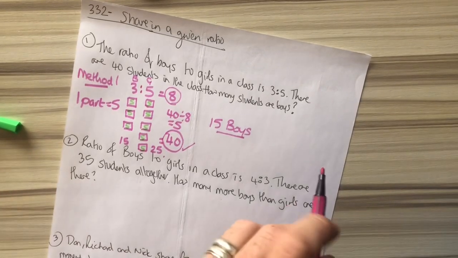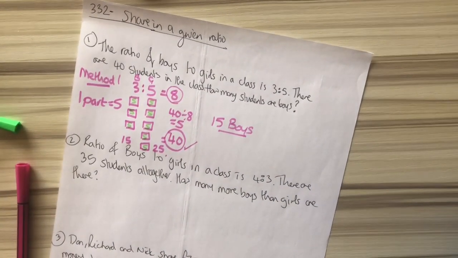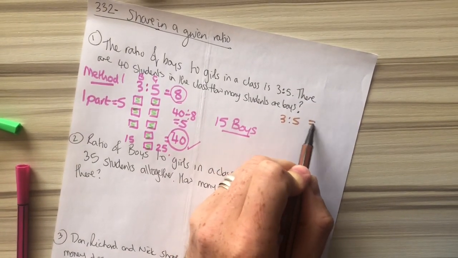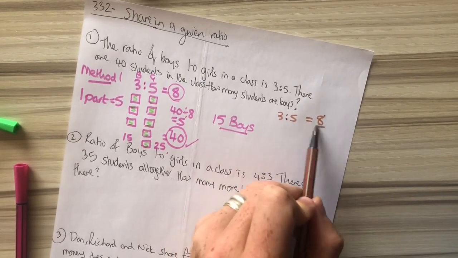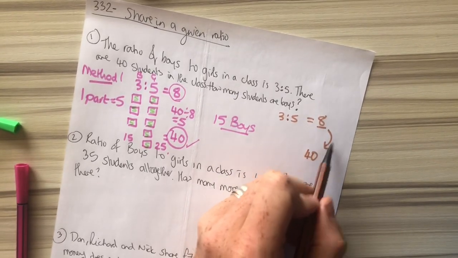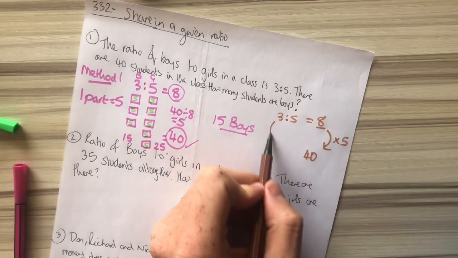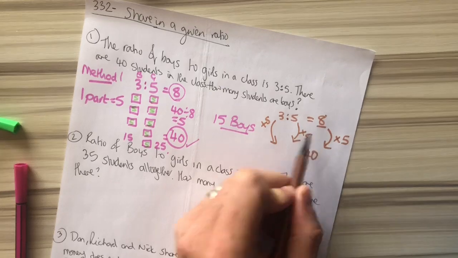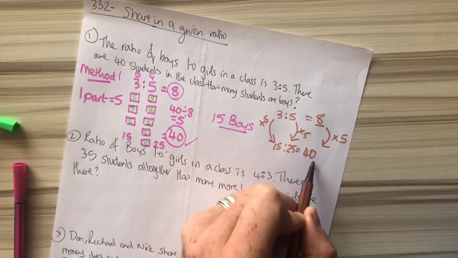The second way. So start with 3 to 5. Add up both parts. What's the smallest number of people I can have in that ratio? Well, that would be 8. But I haven't got 8, I've got 40. What do I have to multiply by to get 40? Well, that'll be 5. So I do the same to both of those ratios, times by 5, and I get 15 and 25. Double check that adds up to 40, it does.